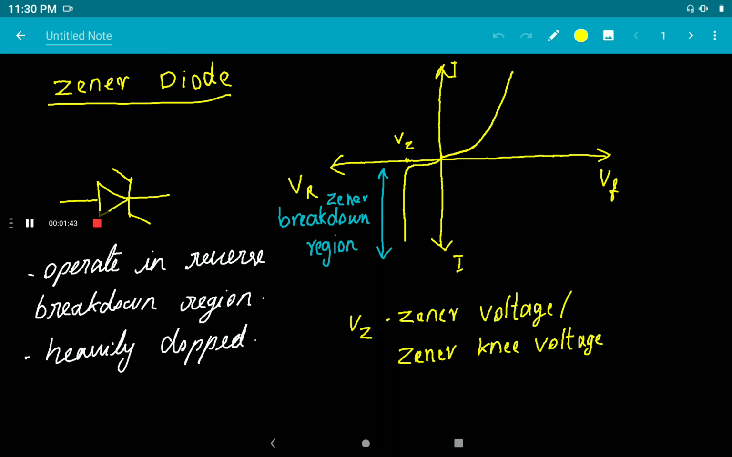But here the Zener diode is working in the reverse biased region. Okay, so a Zener diode is a heavily doped one, because the Zener diode does not get destroyed.